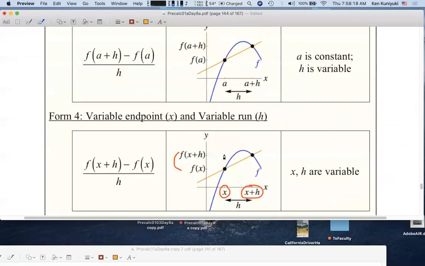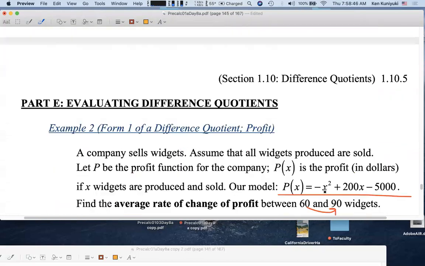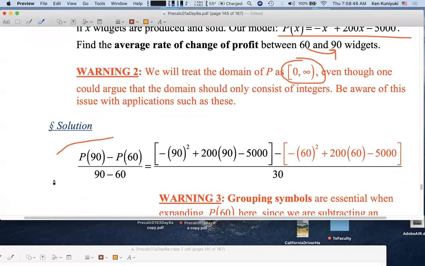Well, it's going to be similar to form number 1 here, except that instead of the f function, we have the P function. We know that we're going from 60 widgets, a equals 60, to 90 widgets, b equals 90. So on the top, we have P of 90 minus P of 60 over 90 minus 60. We want to simplify this. This is the average rate of change of profit going from 60 widgets to 90 widgets.